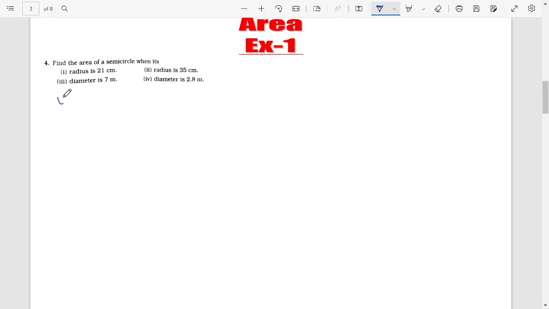Question number 4 is, find the area of semicircle. So here one new figure is coming. The figure is semicircle.